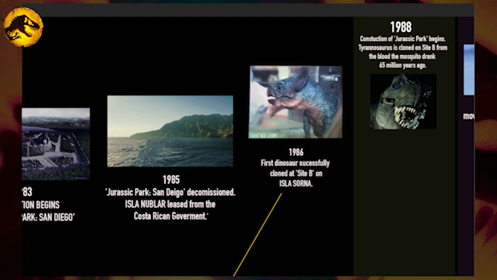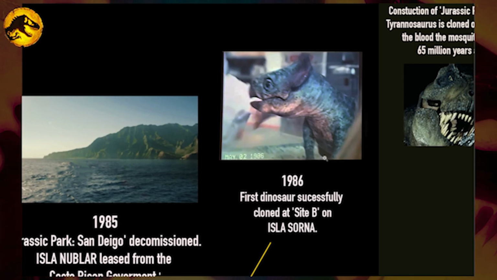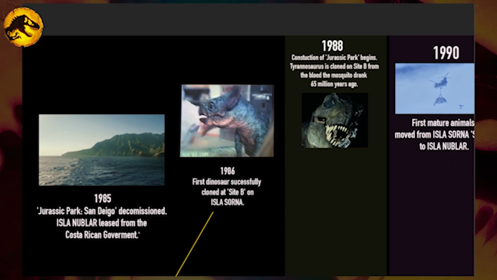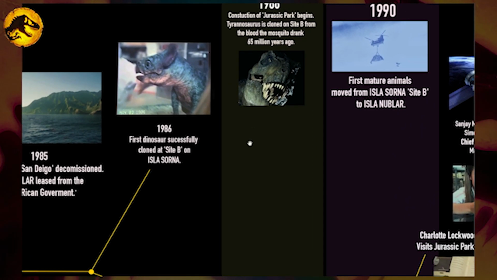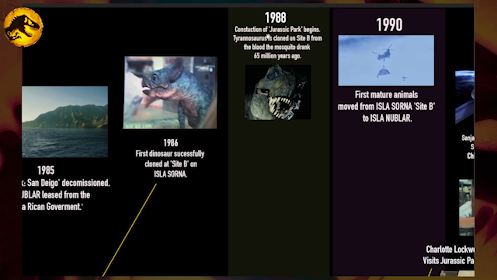Now in Jurassic World Dominion, which is what this image comes from, they actually show video footage of Isla Sorna back in 1986, and they show a Microceratus. Now nothing in the established canon as it is confirms whether that is the first dinosaur or not, so we just don't know. So 1988, construction of Jurassic Park begins.